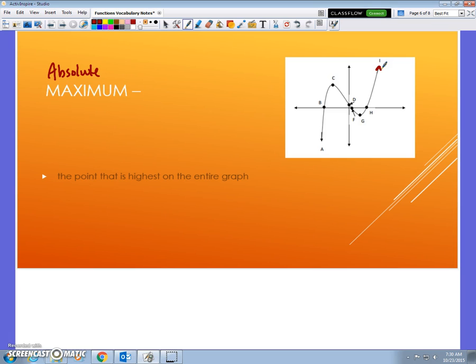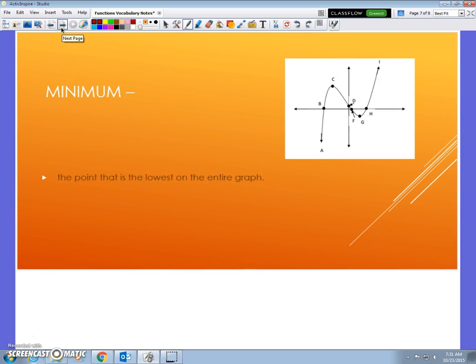However, if we change this to just a closed point right there, and we'll call him point Z. Okay, if I change it to point Z right there, then point Z would be the highest point on the entire graph, the largest point. So anywhere on the graph, C would not be an absolute maximum. It would just be a relative maximum.